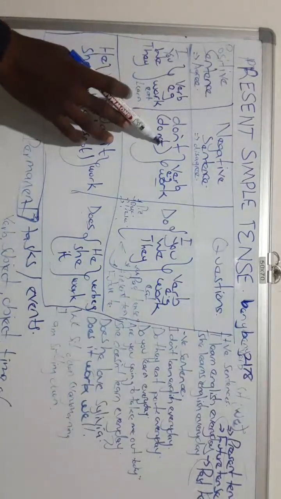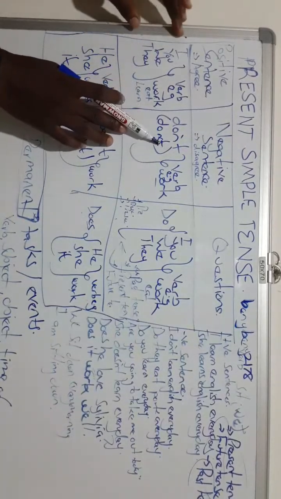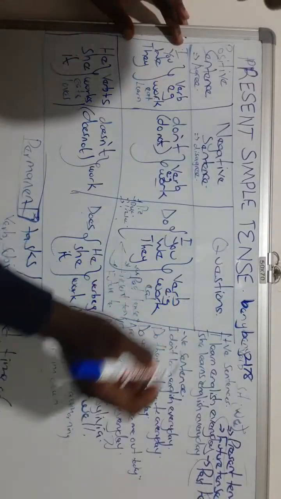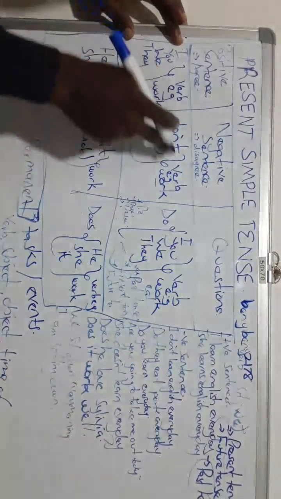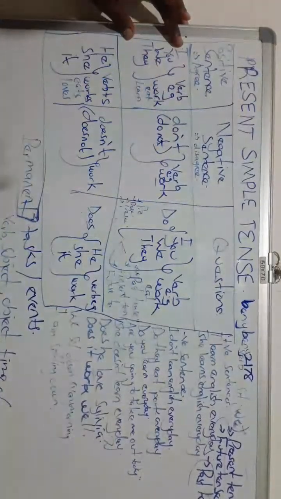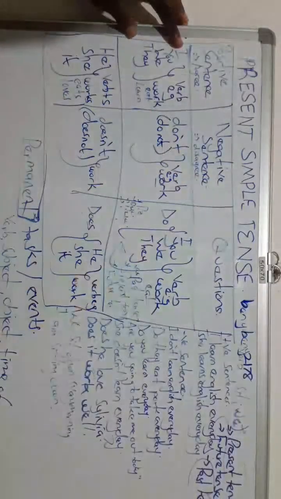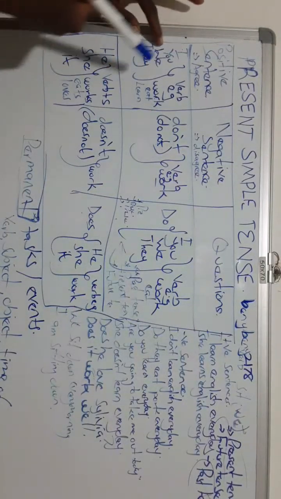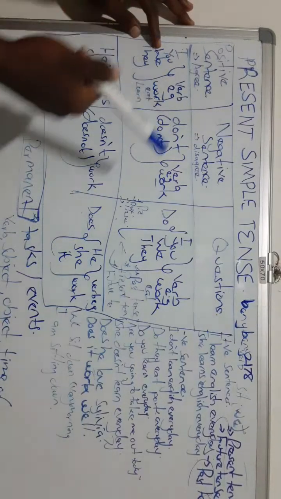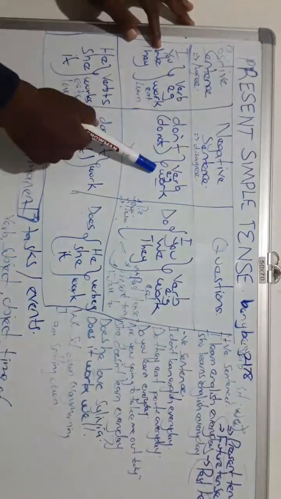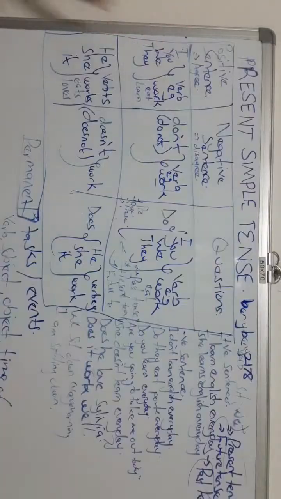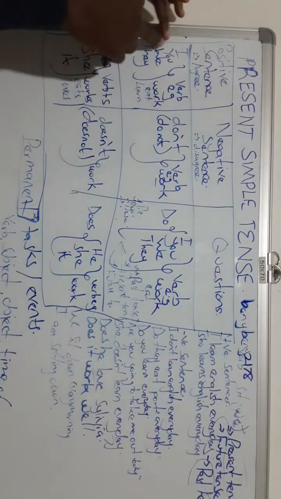Whereas for a negative sentence, for example, when the positive sentence is I work every day, for the negative sentence you're going to say I don't work every day. Are we together? If you say we eat food every day, so for the negative sentence, we don't eat food every day. Hope we are together.